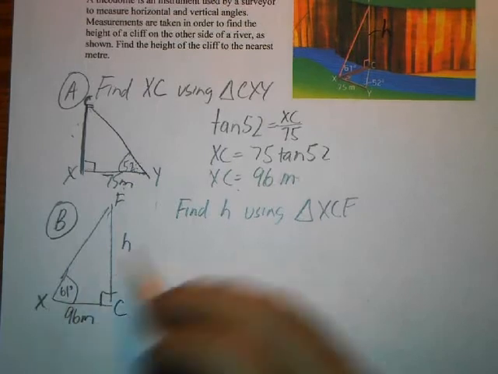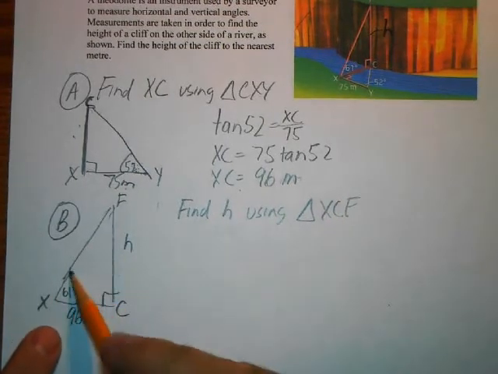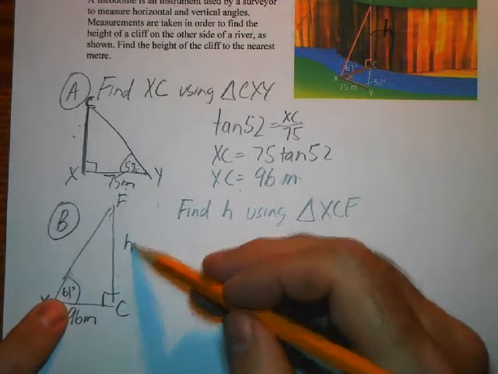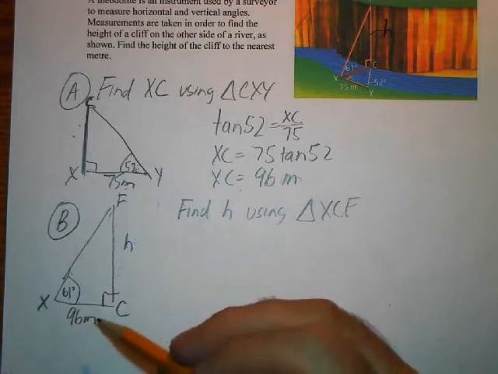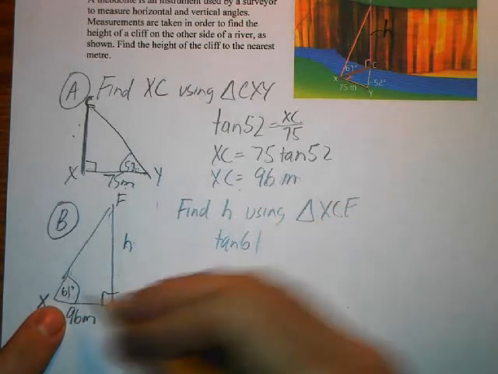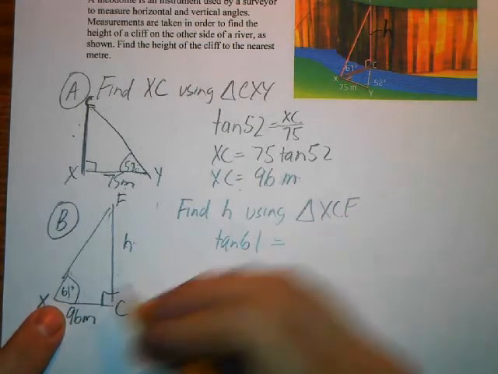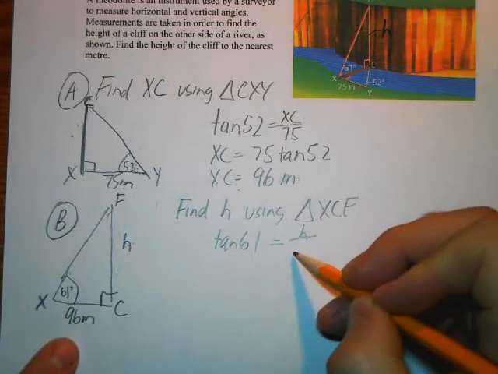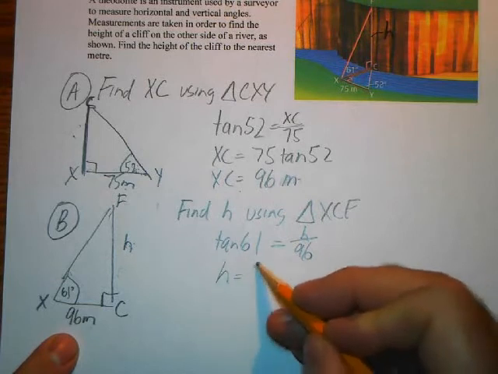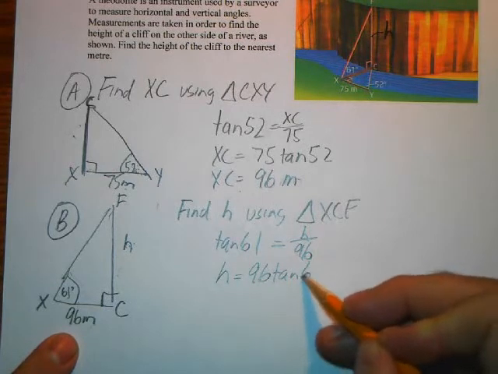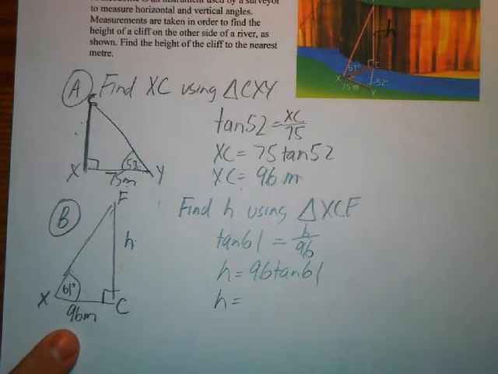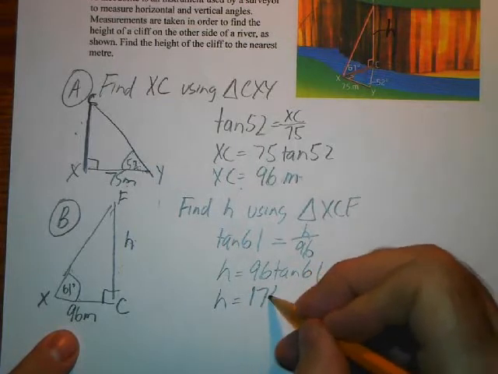Okay, so what am I going to do here? There's my angle of interest, 61. I definitely want to have this side in my ratio, so that's going to be opposite. And then the other side that I know is going to be adjacent. So again, I'm using tan. Tan 61 degrees is equal to opposite, H, over adjacent, and multiply both sides by 96. H is equal to 96 times tan 61. And on the calculator, that works out to 173 meters.